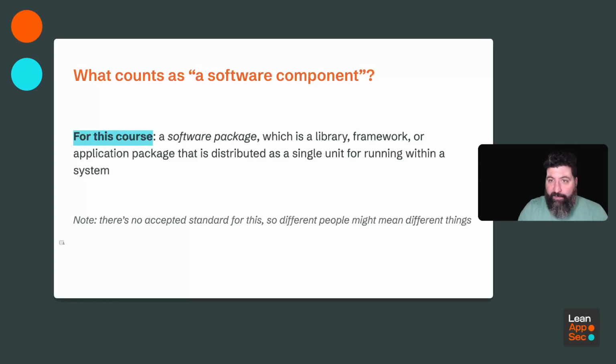For this course, I'm just going to define it relatively rigorously as a software package. So if I install something or deploy something to production, that's a package. Could be a library, it could be a framework, it could be an application. It's distributed as a single unit so that I can run it. It might depend on other packages that get installed alongside it, right? Those are dependencies. So the software component consists of that package and everything it depends on, okay?